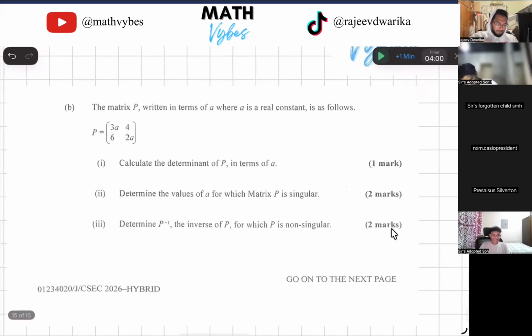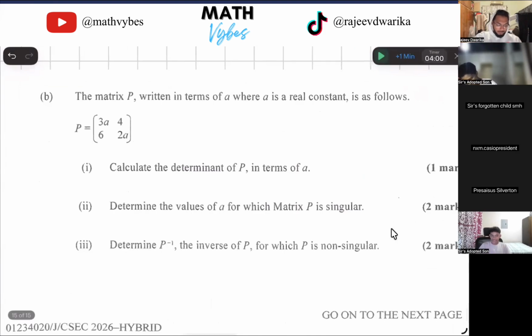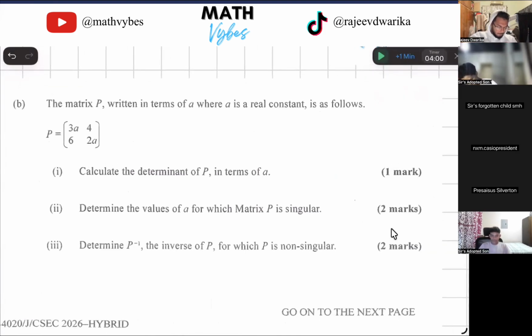So read the first part for me. Actually, read the whole question. The matrix P, written in terms of A, where A is a real constant, is as follows: P equals 3A, 4, 6, 2A. Calculate the determinant of P in terms of A. Calculate the values of A for which matrix P is singular. And calculate P inverse for which P is non-singular.